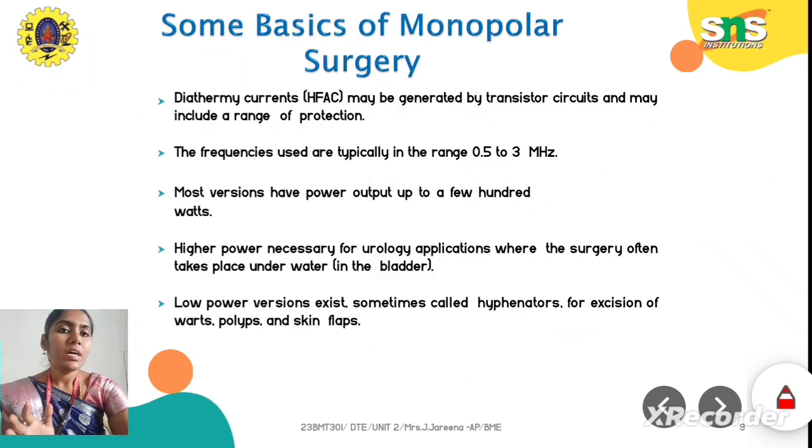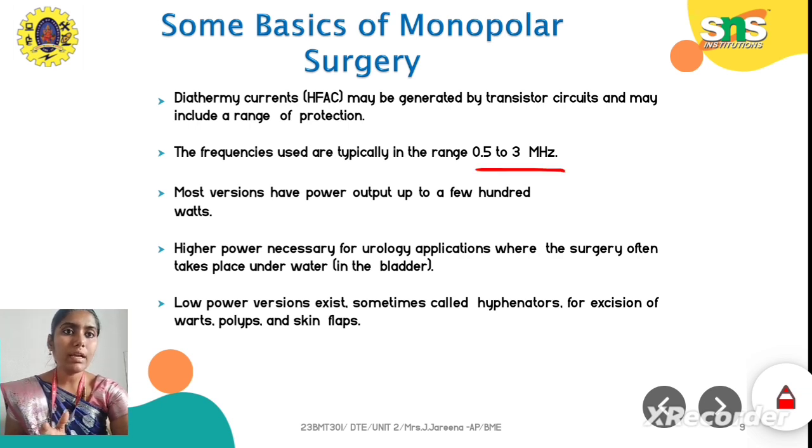The frequency typically used for the monopolar technique is in the range of 0.5 to 3 megahertz. A typical application of the monopolar technique is urological application, because that is an area where we have to work in the presence of water. For example, the bladder contains urine, which is water. So we use the monopolar technique to do any sort of surgery in that area, that is, urological applications.